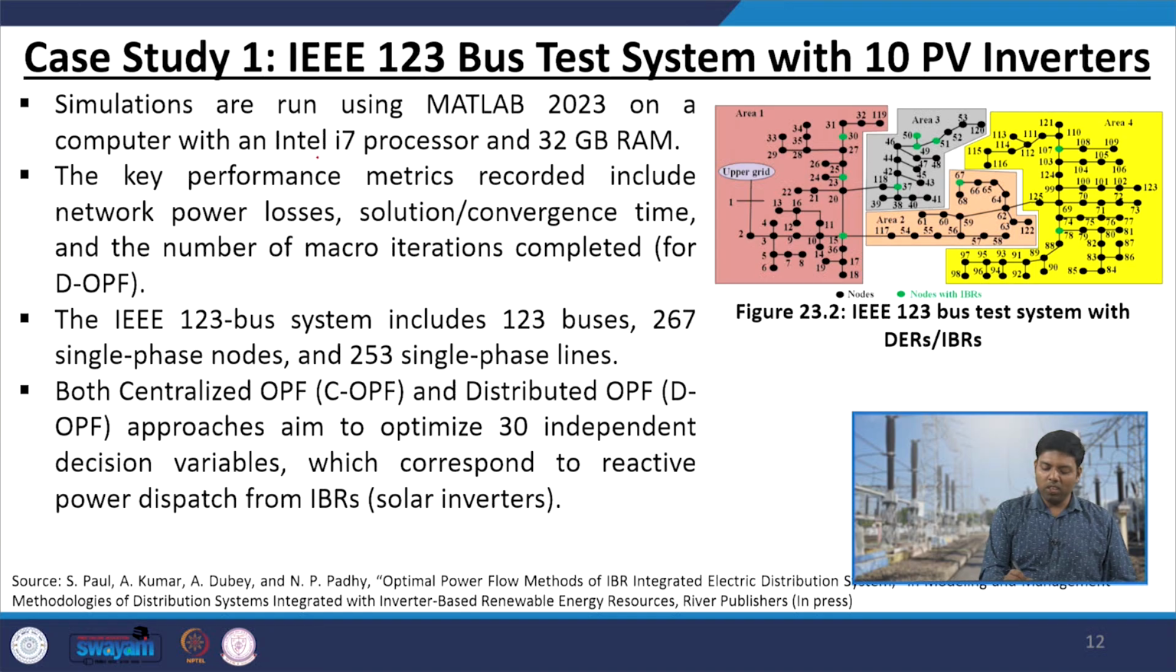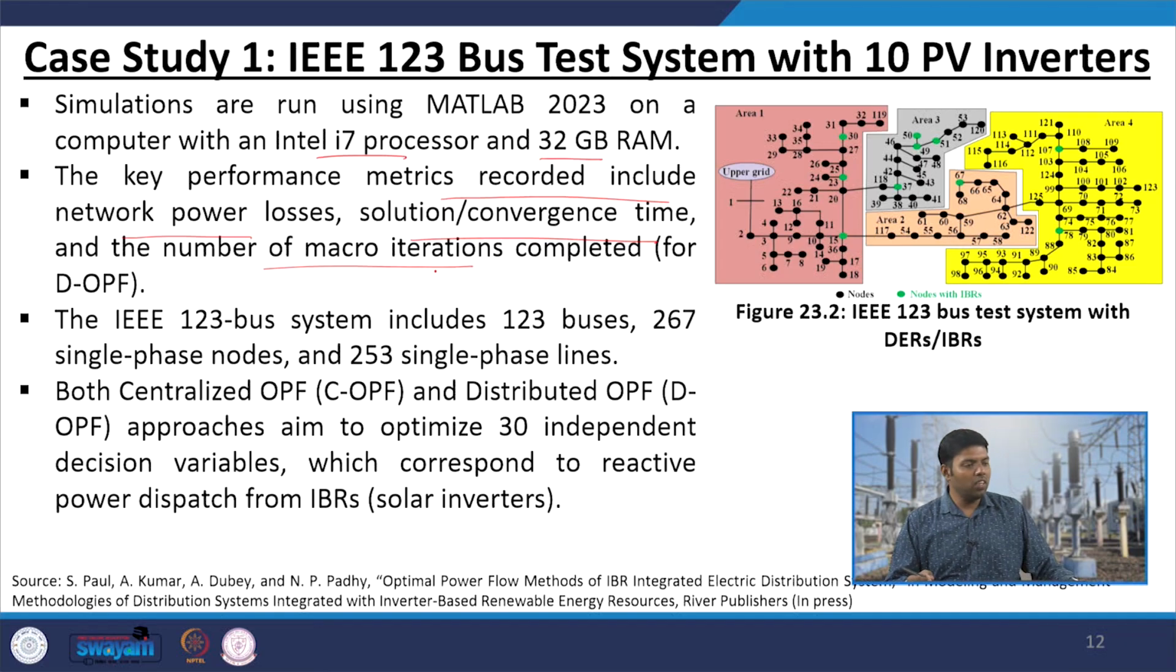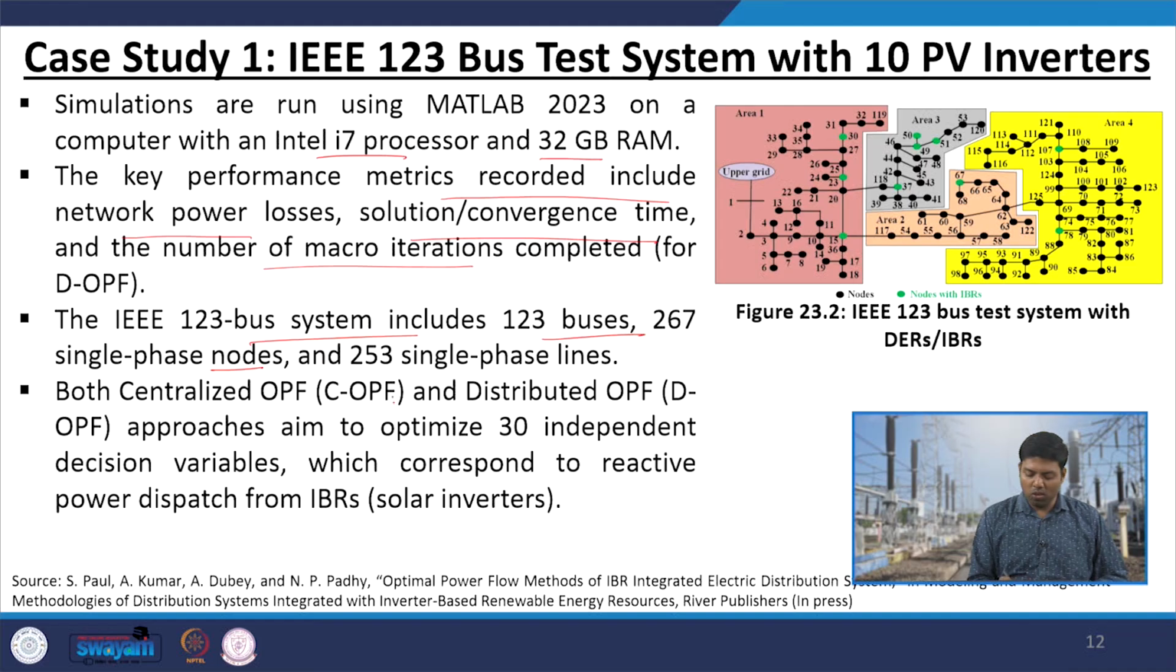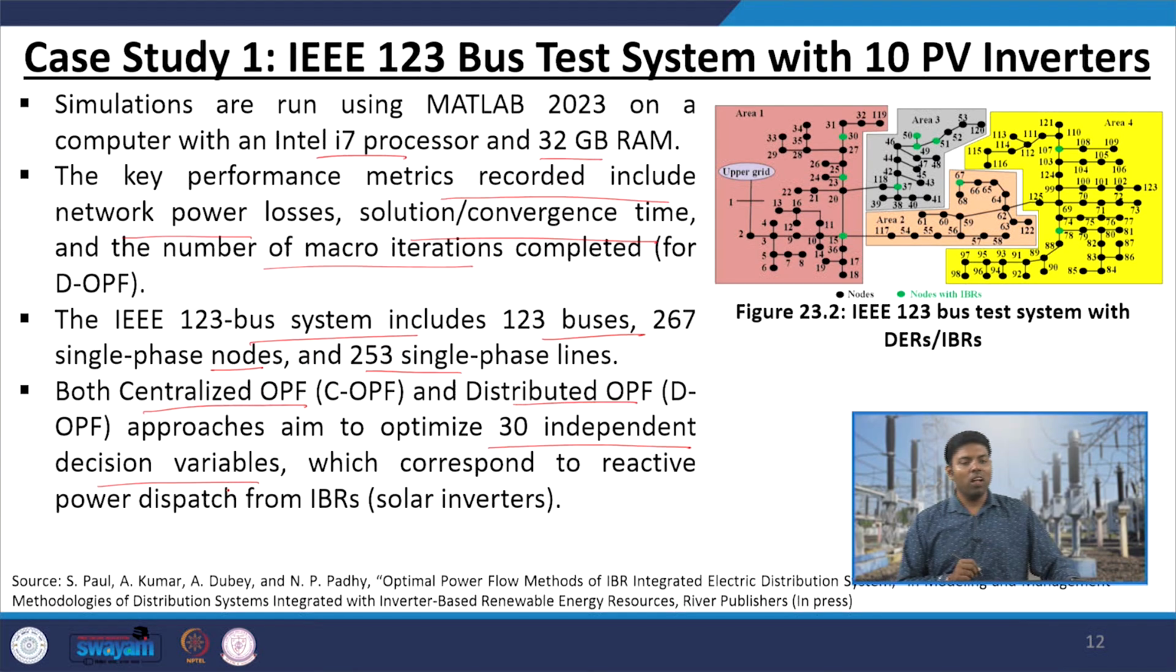So, we have solved this on an i7 processor computer with 32 GB RAM. The key performance metrics recorded include network power losses, solution convergence time, and the number of macro iterations completed for each and every distributed OPF algorithm. The IEEE 123 bus system has 123 buses, 267 single phase nodes and 253 single phase lines. So, we will test both centralized OPF and distributed OPF approaches to optimize the 30 independent decision variables, that is the reactive power output from the 10 3-phase DERs.